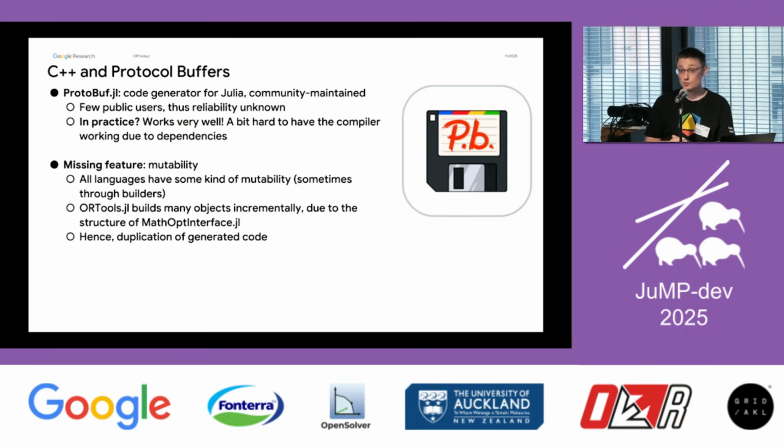So the solution we have currently implemented is to duplicate the generated code so we can have that mutability. It's not the way we'd like things to be, so that's why there's a PR pending on protobuf.jl to implement mutability directly into the code generator.